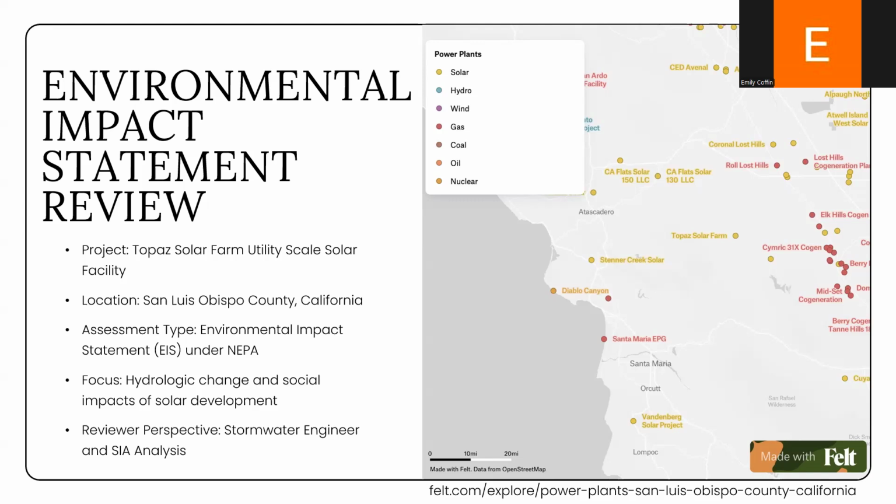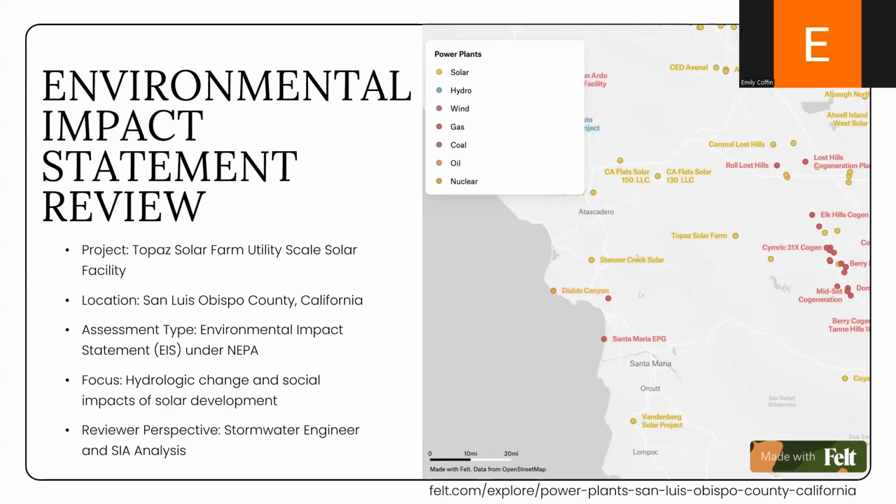The Topaz Solar Farm is a large-scale utility solar development located in San Luis Obispo County, California. I don't know if I pronounced that correctly. The project underwent federal review through the NEPA environmental impact statement process. My focus for this critique is specifically on how the assessment addresses environmental changes that may translate into social impacts, particularly those related to stormwater and hydrology.